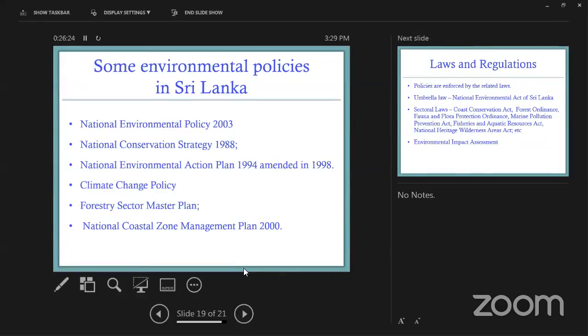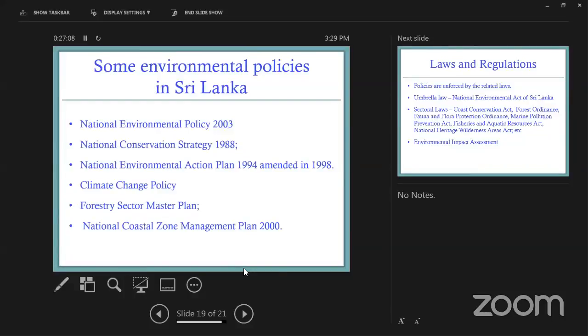Since I'm from Sri Lanka, I'll just show you some of the environmental policies in Sri Lanka. And as you can see, some of these have not been updated for very long. The most recent one is the climate change policy. We had a national environmental policy in 2003. It's very much out of date. We had a national conservation strategy, the environmental action plan, the climate change policy, which is most recent. We have the forestry sector master plan, the coastal zone management plan. And we have other things like the human-elephant conflict plan and policy. So we have a range of policies.